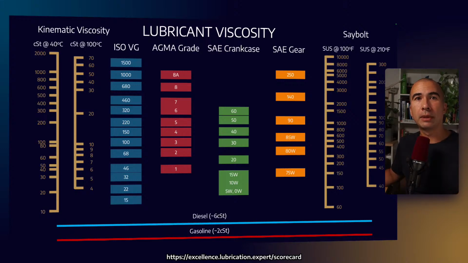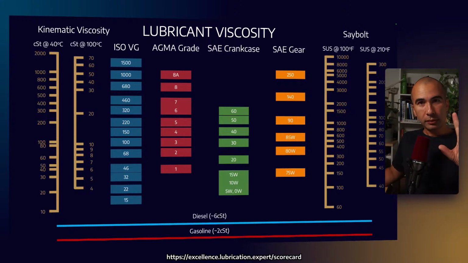One thing to note here, 2000 centistokes is roughly the viscosity of honey, and around 20 to 30 is probably about vegetable oil. So that gives you an idea for the kinds of viscosities. Right, diesel is about 6, gasoline is about 2.